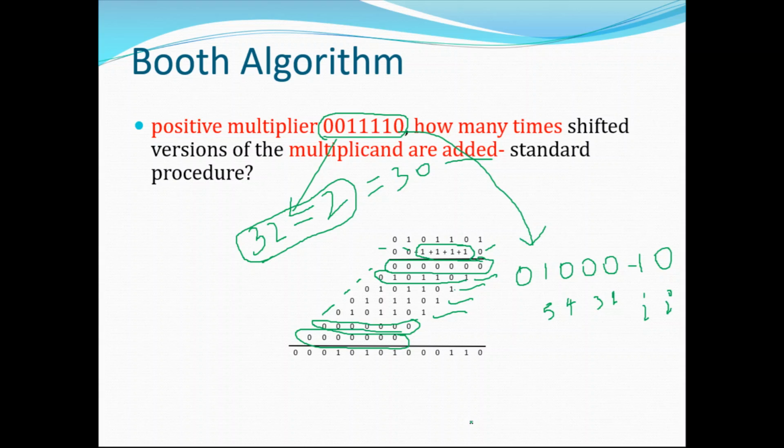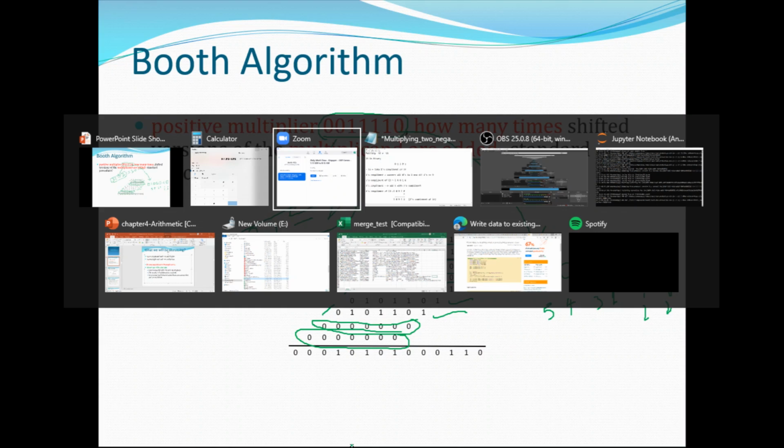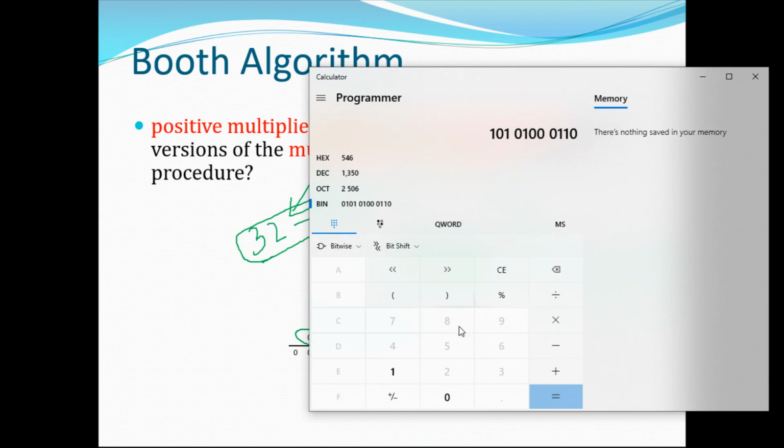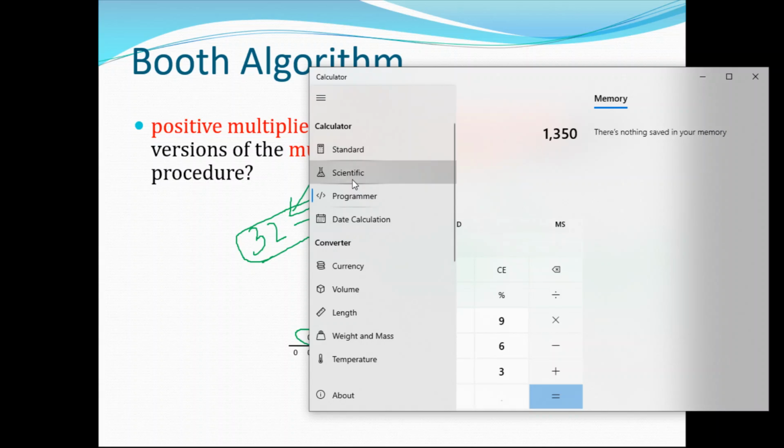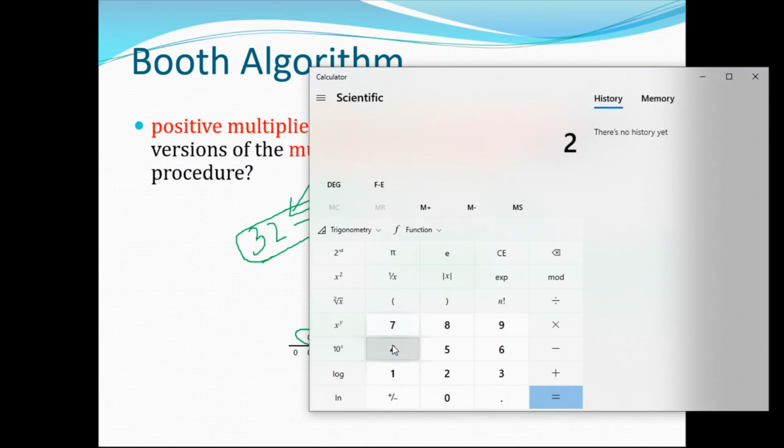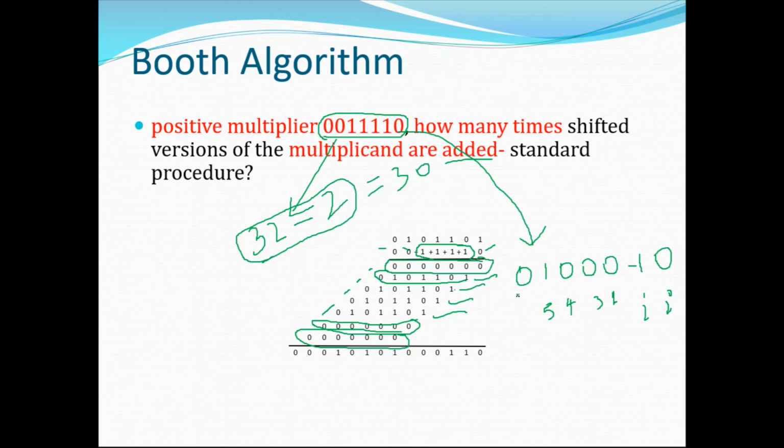Okay. What is 2 to the power 5? So 2 to the power 5 is 32, right? Okay. So this digit, this one represents 32.